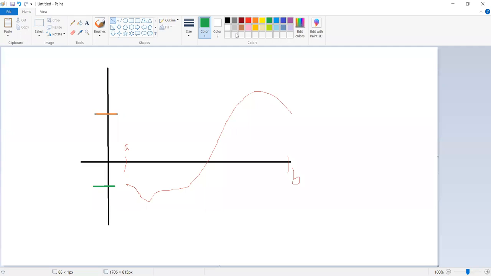So for example, if I choose some point over here, it comes down and it tells me here is a value of x that works.